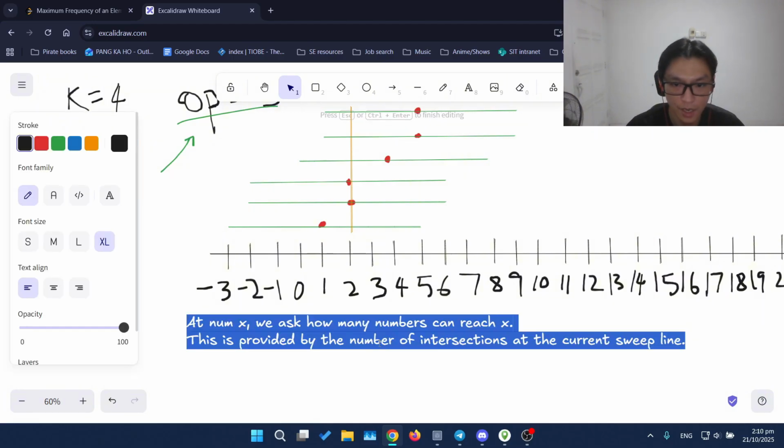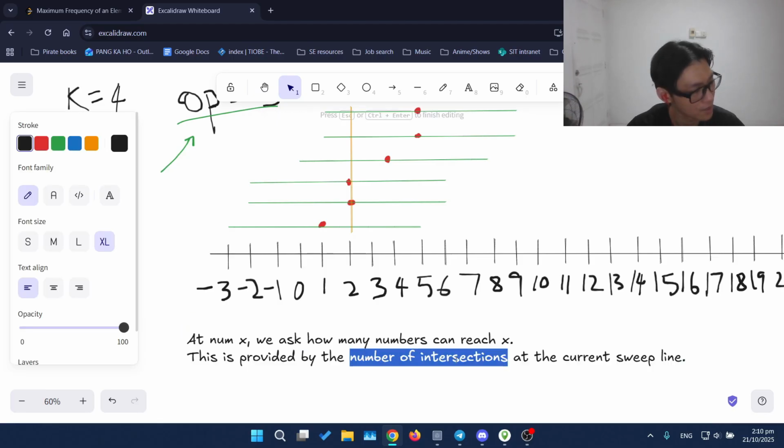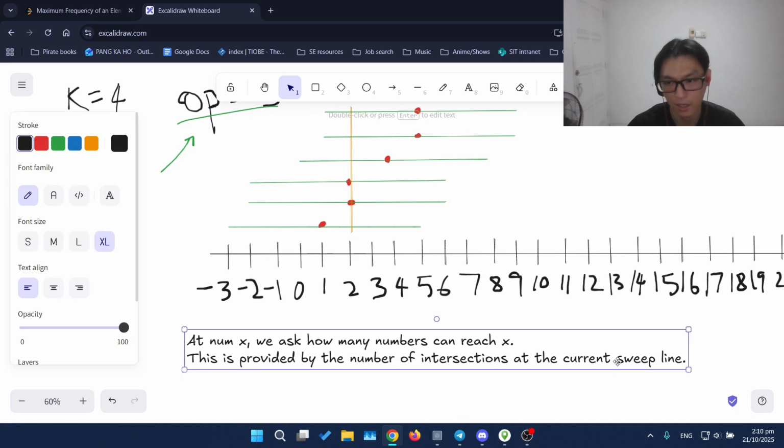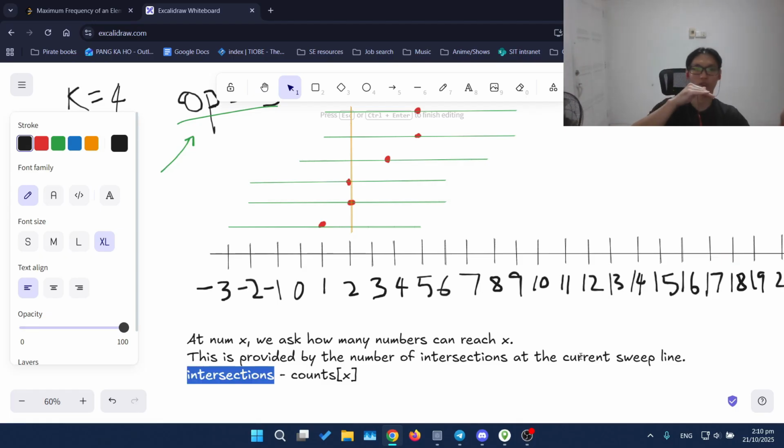There's a term for this. I'm not sure if number of intersections is the right term, but in either case, after that, we can take intersections minus counts of x. Okay, what is counts of x? Counts of x is whatever number that's already there without moving it. Intersection is the number of numbers that can actually reach the number x.